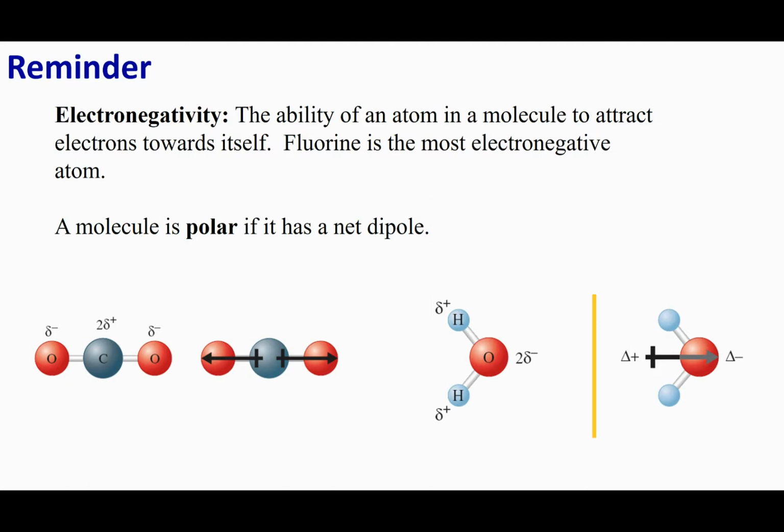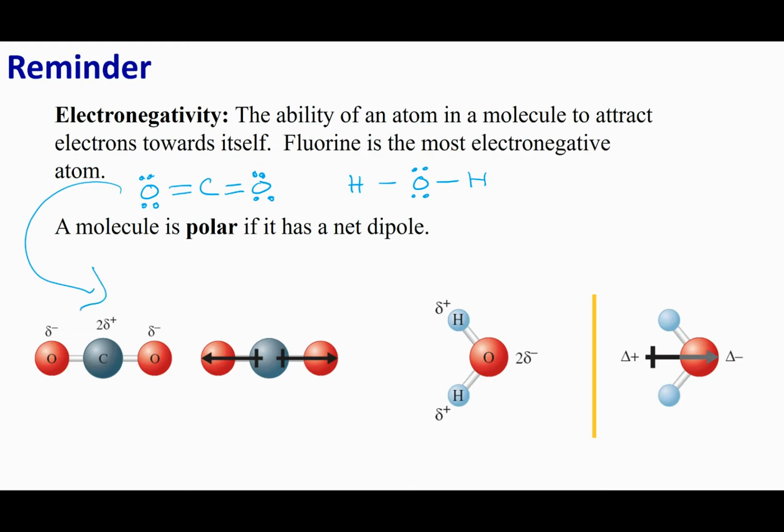So let's talk about two molecules as a mini review. First, let's draw the Lewis dot structure of carbon dioxide, and then let's go ahead and draw the Lewis dot structure of water. So that's going to be H2O, and here are the Lewis dot structures. So remember, the Lewis dot structures cannot tell you if a molecule is polar or not. You have to draw the molecular geometry. So carbon dioxide is a linear molecule.